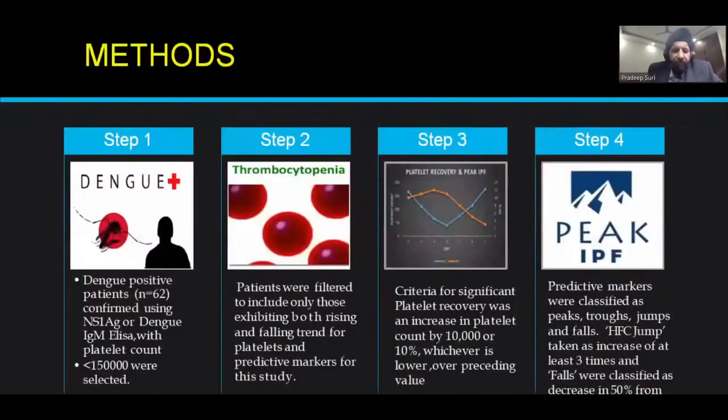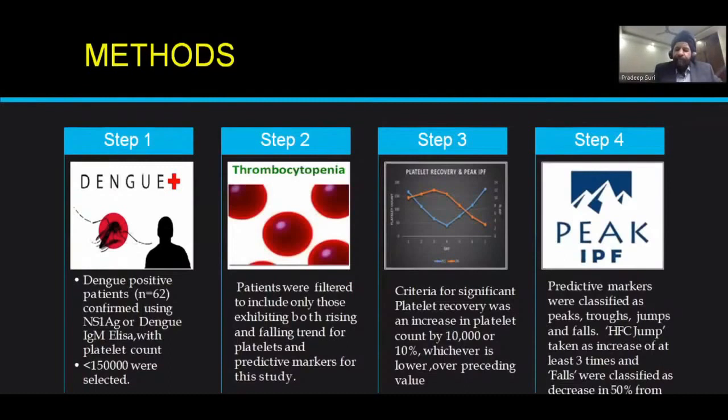So what we did was, we had 62 confirmed dengue NS1 antigen or IgM ELISA patients who had platelet count less than 1,50,000. These patients were filtered according to only those exhibiting both rising and falling trends of platelet and other predictive markers. So if a parameter did not have both rising and falling trends, those patients were excluded from the study. The criteria for significant platelet recovery was an increase in platelet count by 10,000 or 10%, whichever is lower, over the preceding values.